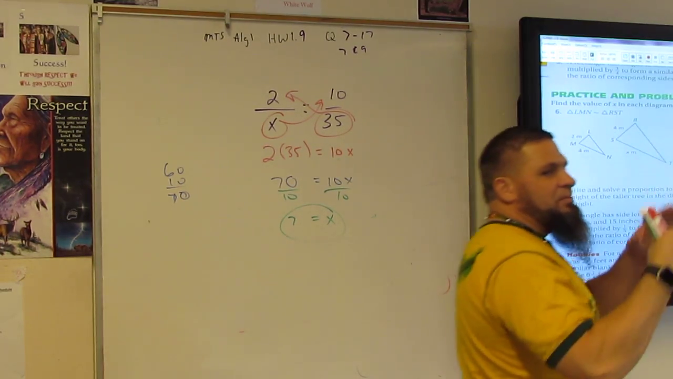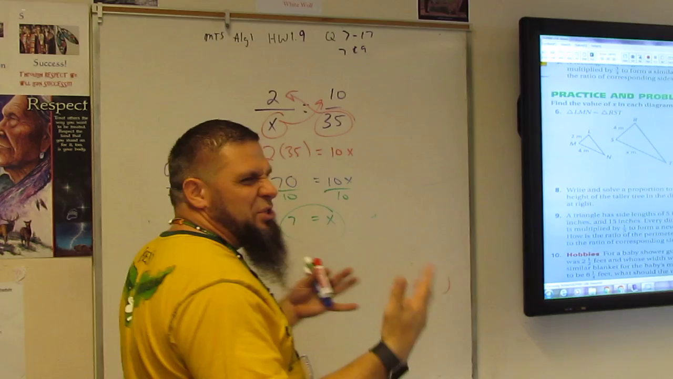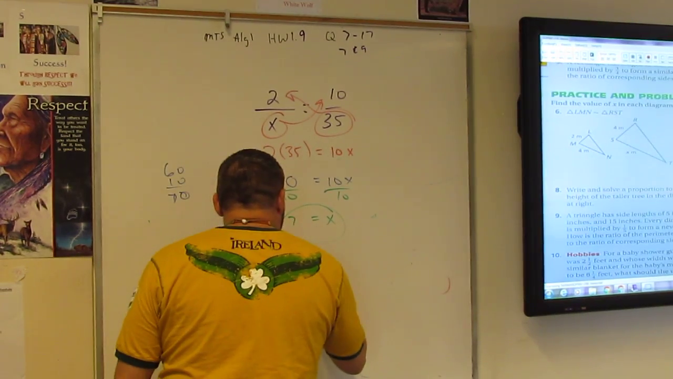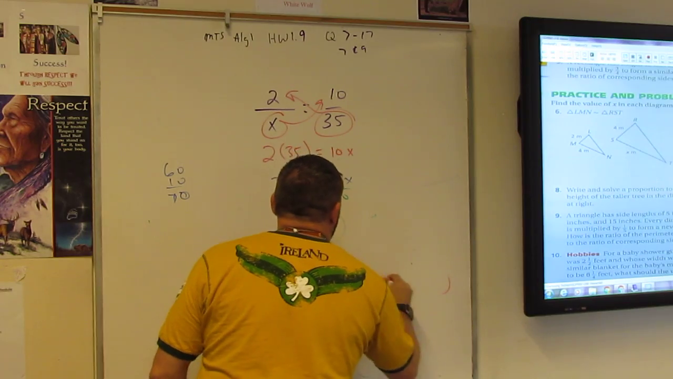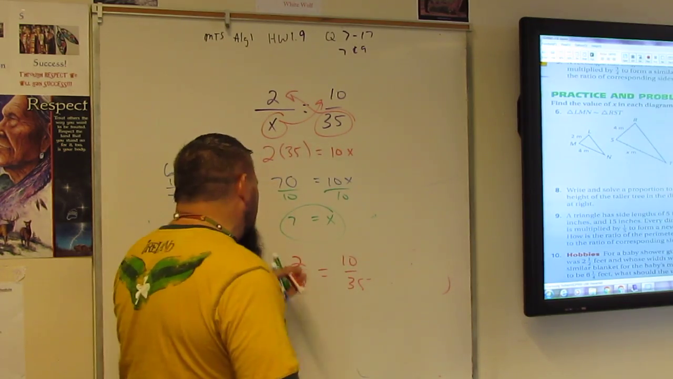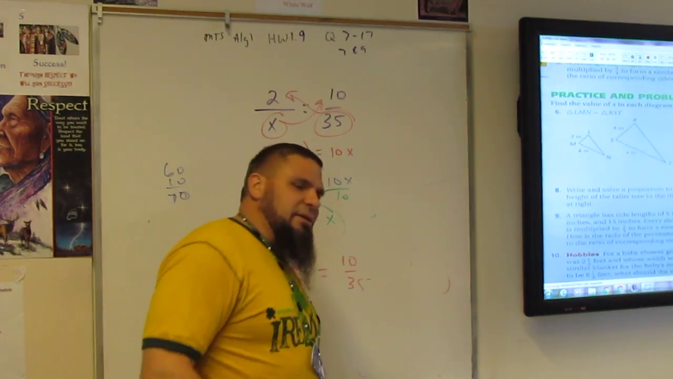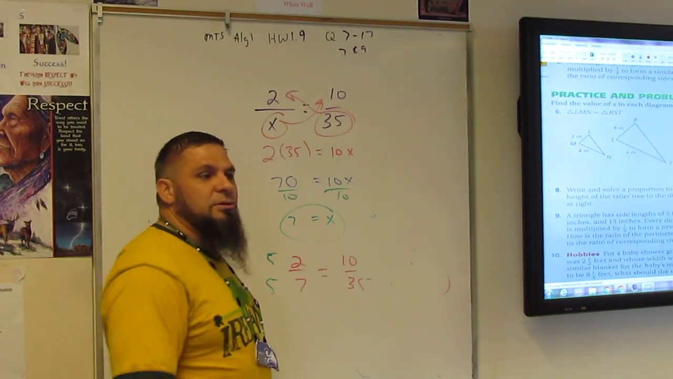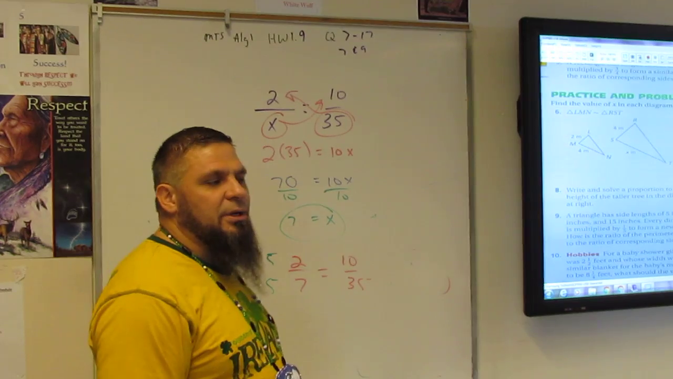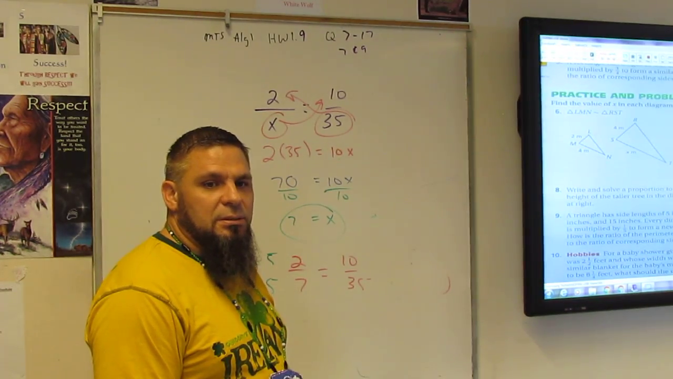So let me ask you something, real quick, because this is how we would check it. Think about it like this. 2 sevenths is proportional to 10 35ths. Is that true? What times 2 is 10? 5. Is 5 times 7 35? Yeah. Perfect. Then we're good. See how that works?